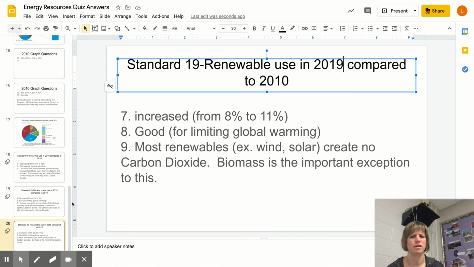But it's actually a good thing that we're seeing this decrease in fossil fuels and an increase in renewables. So sorry for the few mistakes I had in there. I hope that worked, though, to help you correct your quiz and to prepare for your retake.